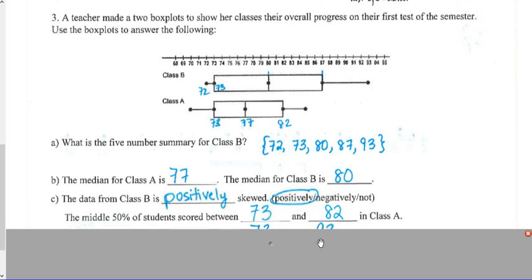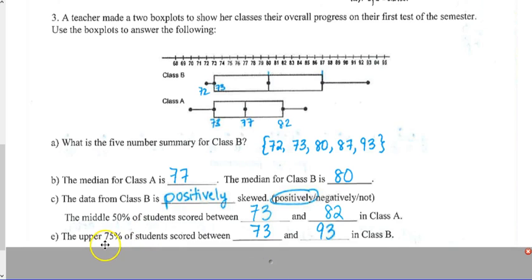The middle 50% is between the two lines of the boxes. So for class A, 73 to 82. The upper 75%, so think about it, 25%, 25, 25, 25. So the upper 75% is from this line over. So in class B, it starts here at 73 and goes up to 93.